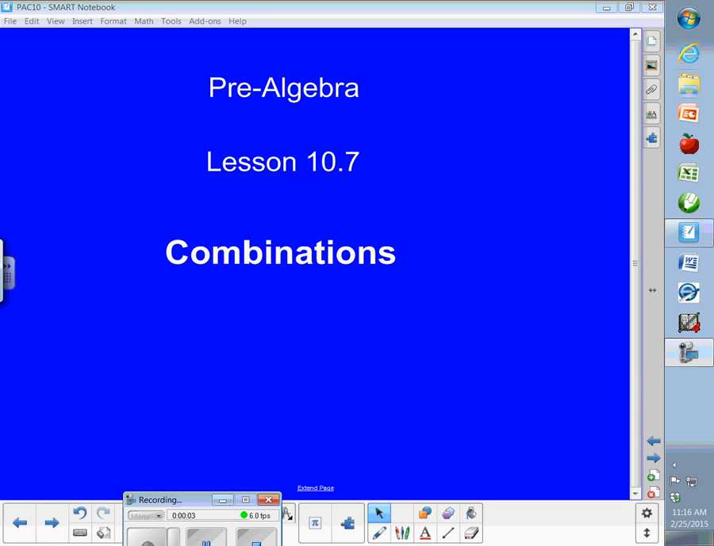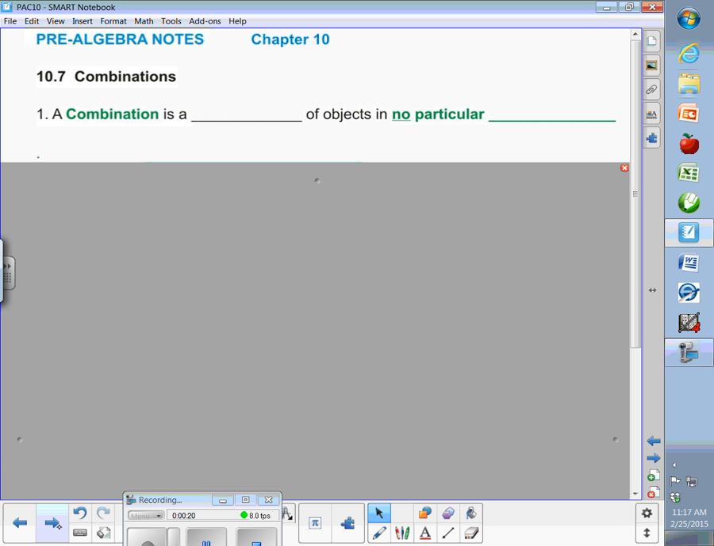Okay, class, this is Pre-Algebra lesson 10.7, and today we're going to talk about combinations. This lesson goes along with what we learned a couple days ago when we looked at permutations. So permutations then, combinations today. You need to keep the two separate, and you have to have an idea which is which. What is a combination?